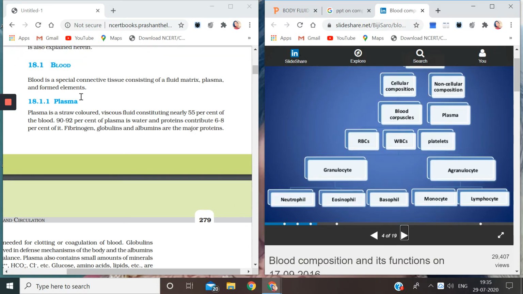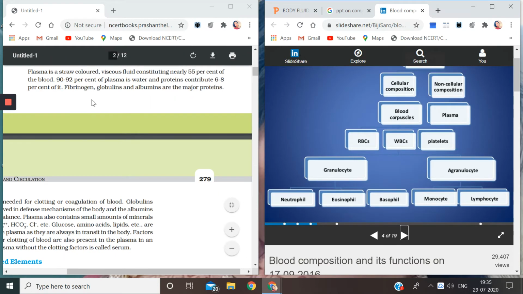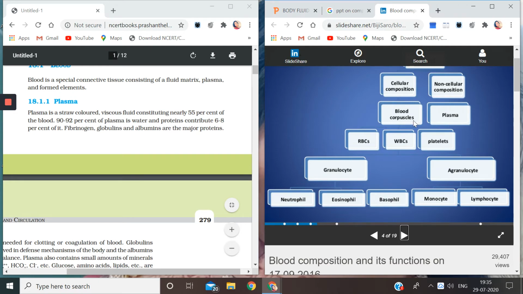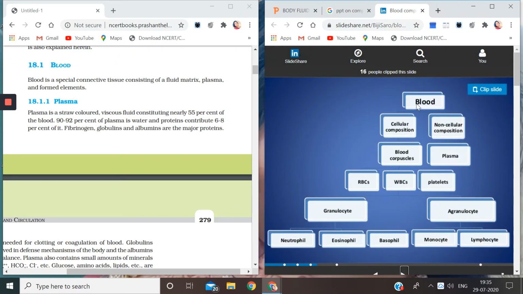Okay, now let me show you plasma. Children, as you see here, blood has two parts, cellular and non-cellular composition, and I just told you that the non-cellular composition is plasma. Okay, so it ends up here. Non-cellular composition ends up here. There are no divisions further below plasma, you see. So the non-cellular composition is only one, and that is plasma. So we are going to discuss about plasma here.